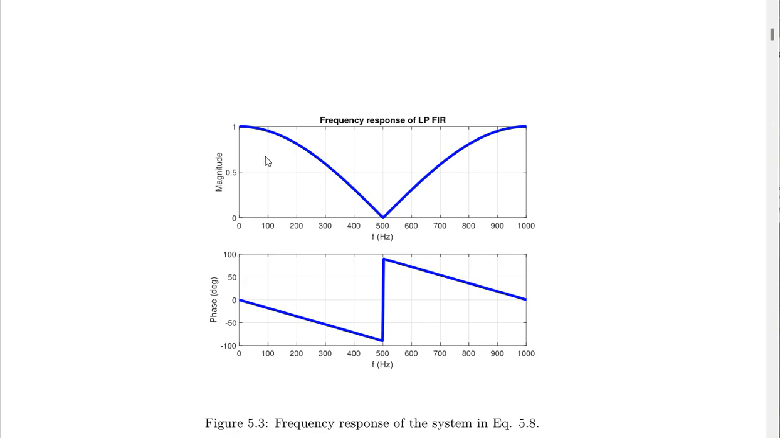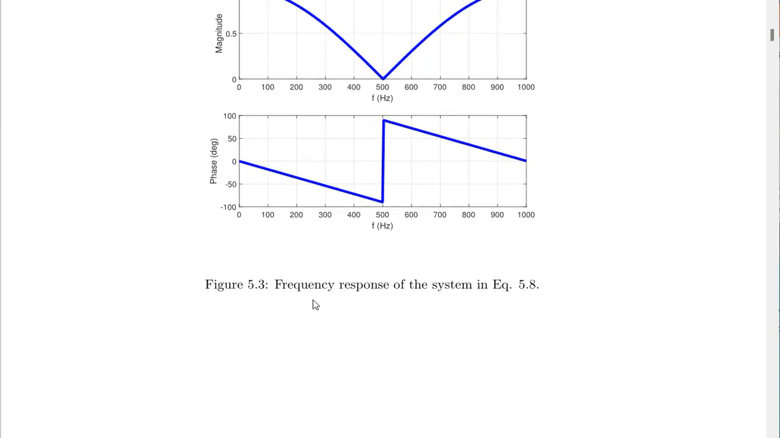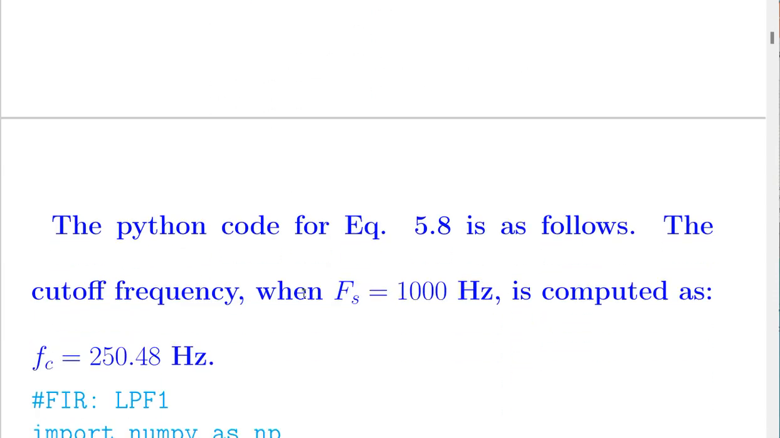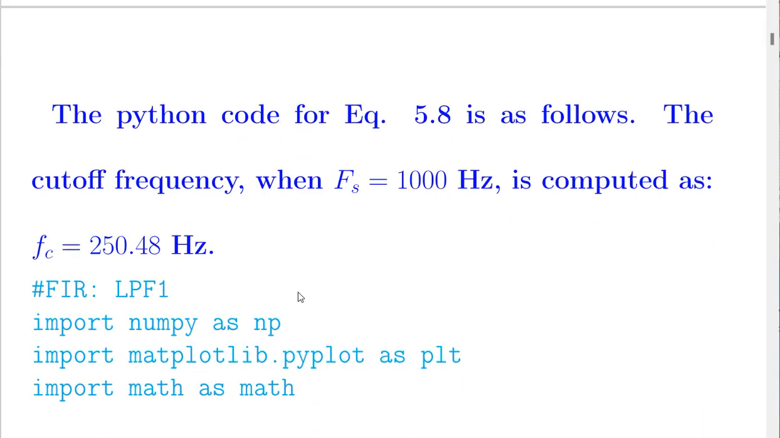Okay, can you imagine the shape of a high pass? And this is related to the phase, just linear phase. Here it jumps from minus 90 degrees to 90 degrees. You are familiar with the mathematics, simple mathematics. The frequency response of the system in equation 5.8. Now, the Python code for equation 5.8 is as follows.